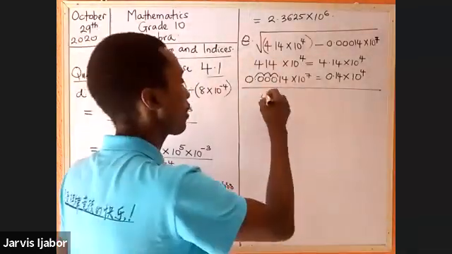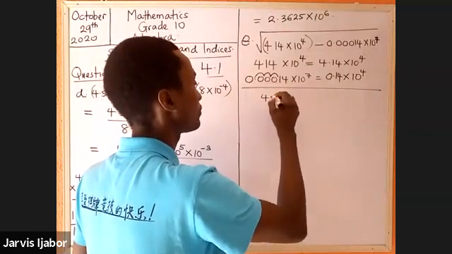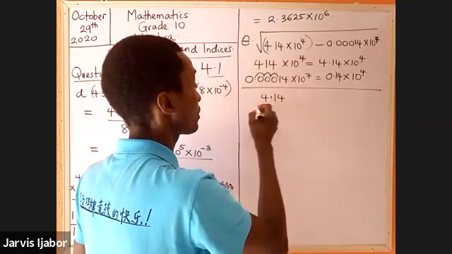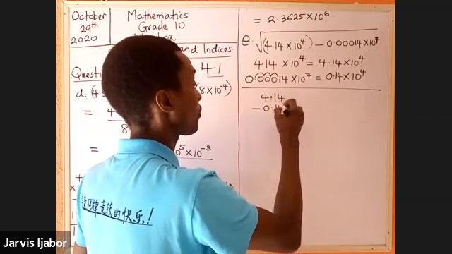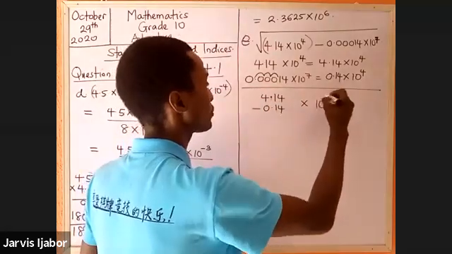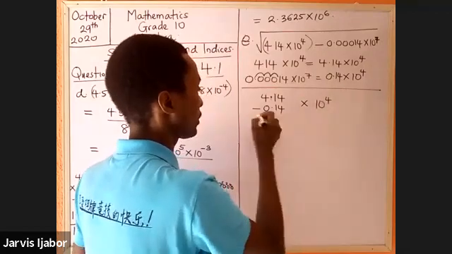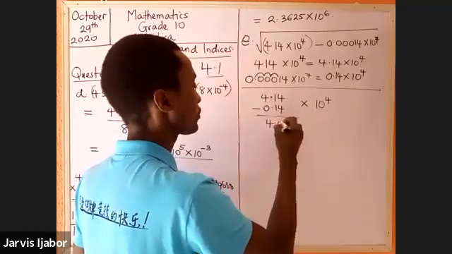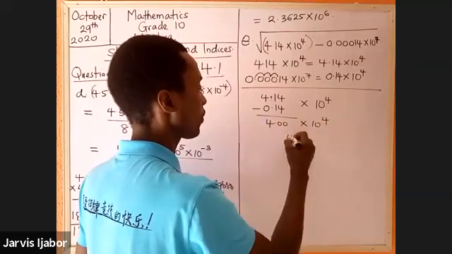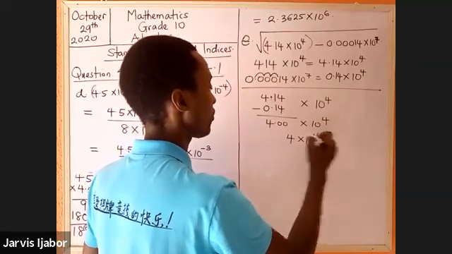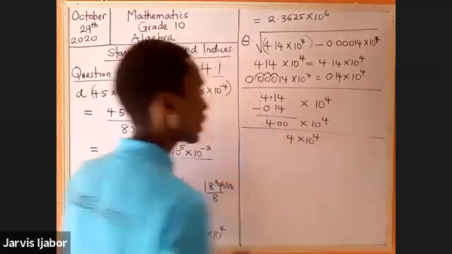I'll roll up that. I'm through with that arrangement. So it will be 4.14 minus what? 0.14 times 10 to the power of what? 4. This will give me what? 4.00 times 10 to the power of 4, which means 4 times 10 raised to the power of 4. I'll close that one out.